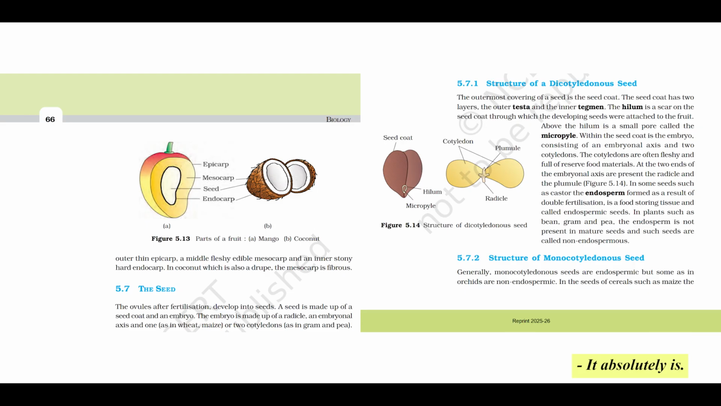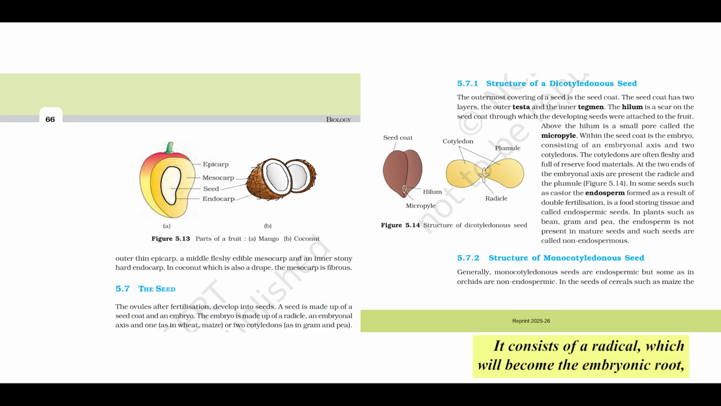It absolutely is. The seed is the culmination of sexual reproduction in flowering plants, the very beginning of the next generation. Scientifically, remember, the ovules, located within the ovary, develop into seeds after successful fertilization. Fundamentally, a seed is composed of two main parts: a protective outer covering called the seed coat, and a miniature dormant plant called an embryo. The embryo itself is a complete, albeit tiny, blueprint of the future plant.